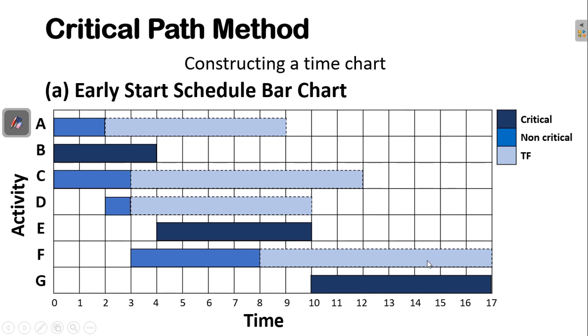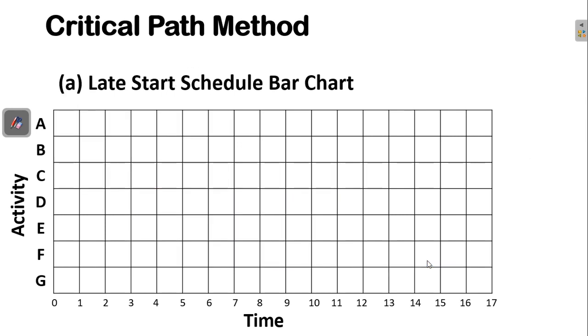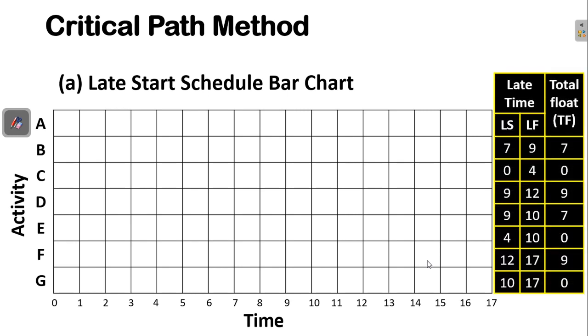So this is the schedule for the early start time. For the late start time, we have this schedule here with consideration of this table with the late time with the total float. You can see now that activity A starts from the 7th day to 9th day, 0 to 4th day. For activity B, you go up to activity G, which is 10th to 7th day.